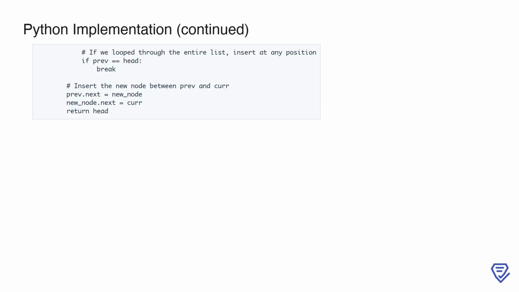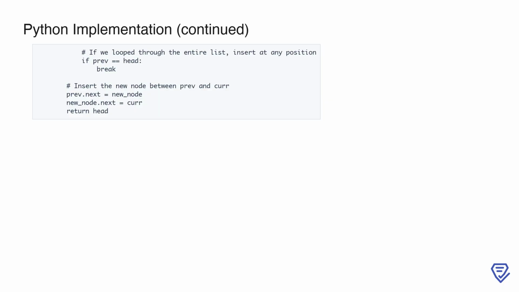Once the correct position is identified, we insert the new node between prev and cur. This is done by updating prev.next to point to the new node and setting new_node.next to point to cur. Finally, we return the head of the circular linked list.